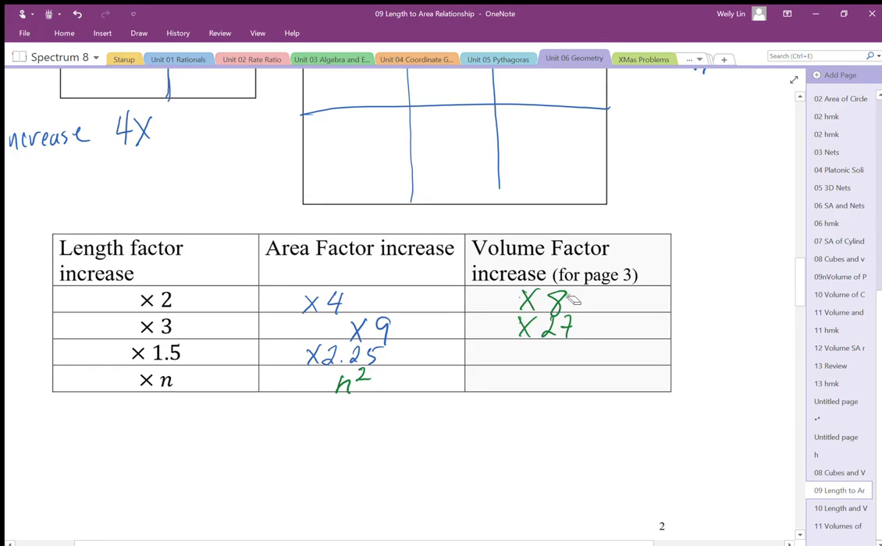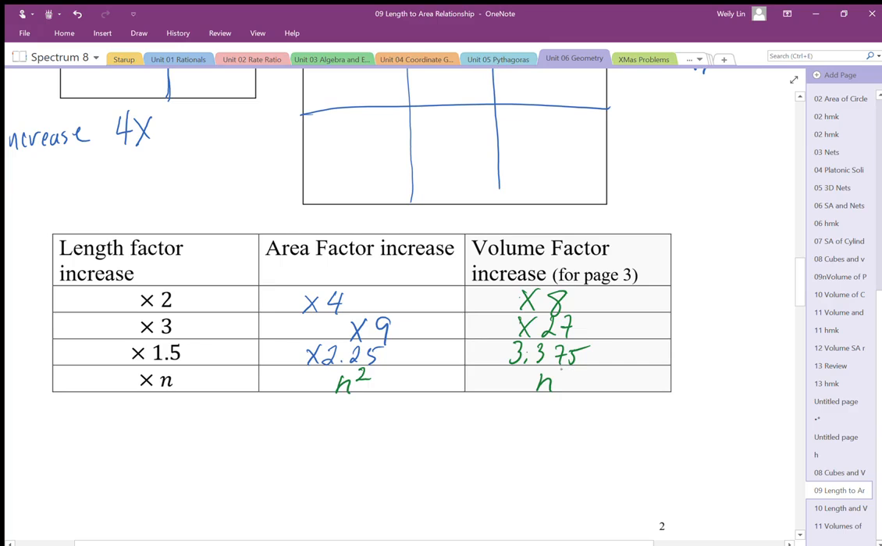Well, I ended up with 8 because I did 2 times 2 times 2, or 2 cubed. This is 3 cubed. If I increase by 1.5 times the length, width, and height of a cube, then using my calculator here, I'm going to have 1.5 cubed more volume, which is 3.375 times more volume.